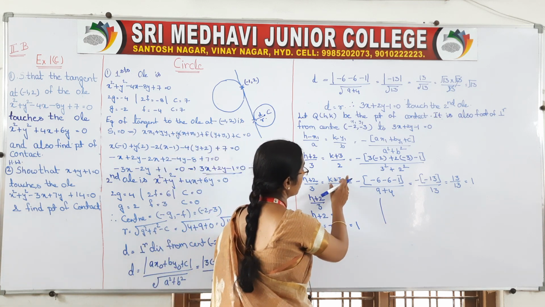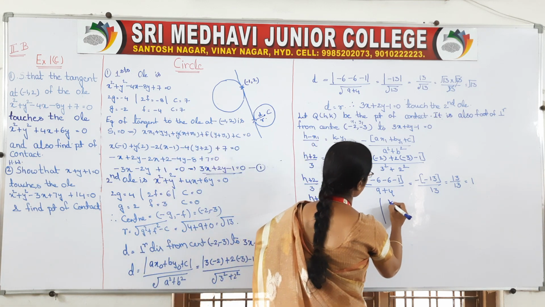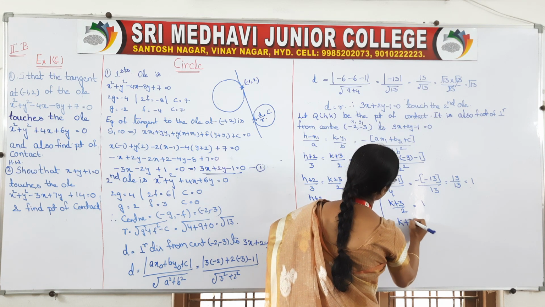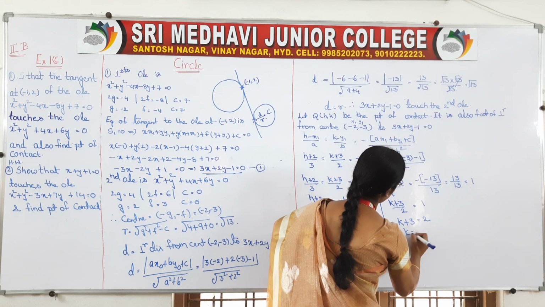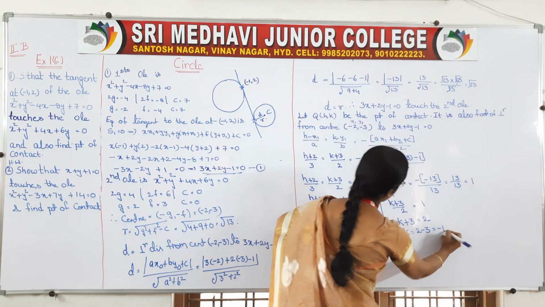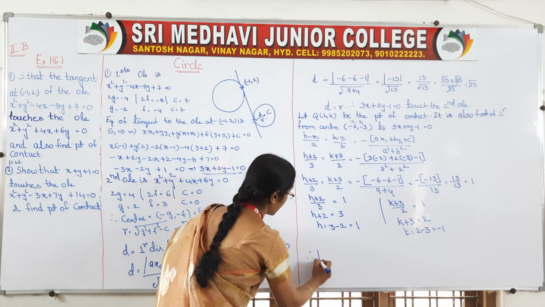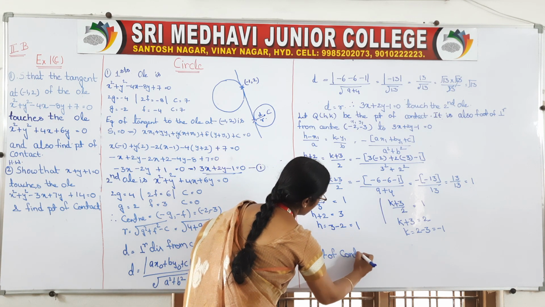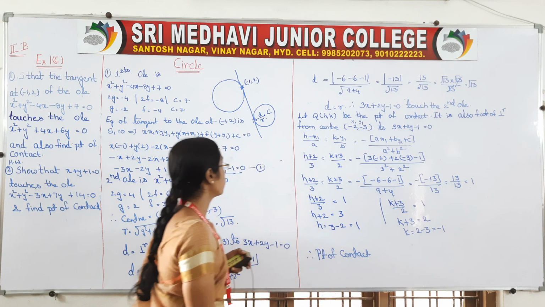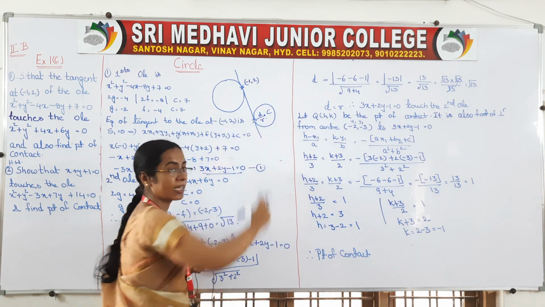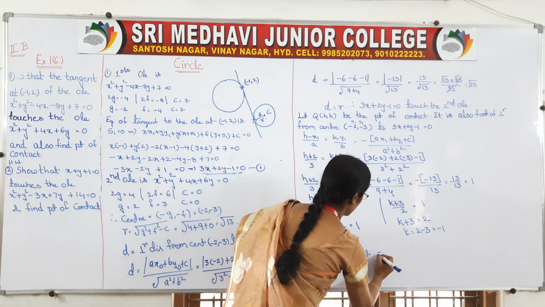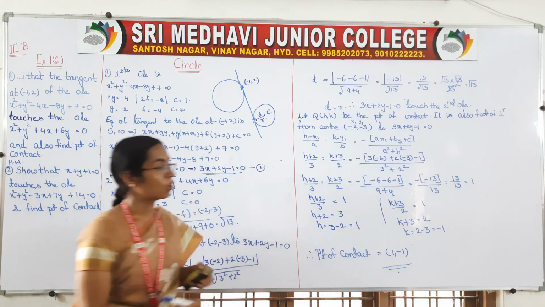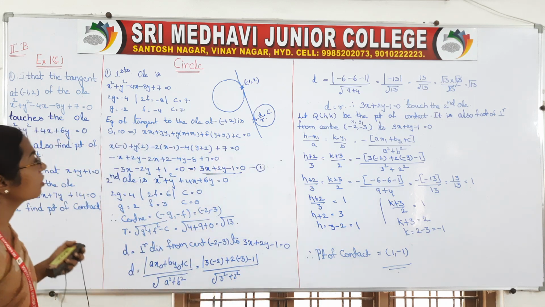And now you take your k term. (k + 3)/2 = 1. k + 3 is equal to 2. k is equal to 2 minus 3, this is -1. Therefore, at the end, the point of contact of the line with the circle is (1, -1), the answer of this question. So once again I want to explain this.